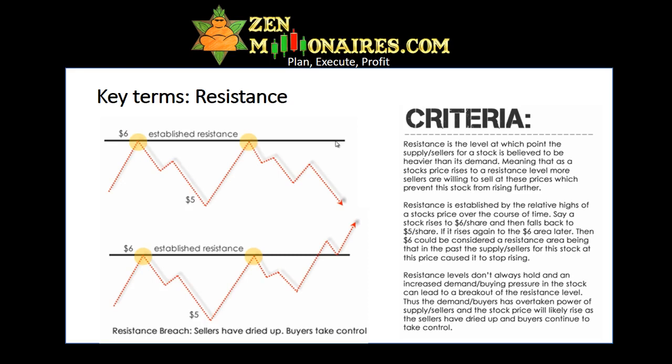On the bottom, we see the resistance levels don't always hold, and that's when the breakout occurs. The increased demand or buying pressure in the stock can lead to the breakout of the resistance level. Thus, the demand of buyers has overtaken the power of the supply or the sellers, and the stock price breaks out and is likely to rise as the sellers have dried up and the buyers continue to take control.